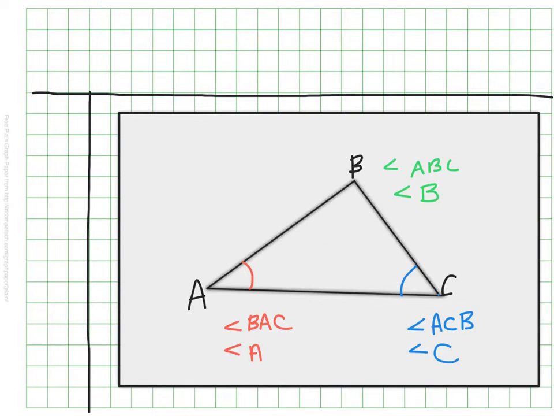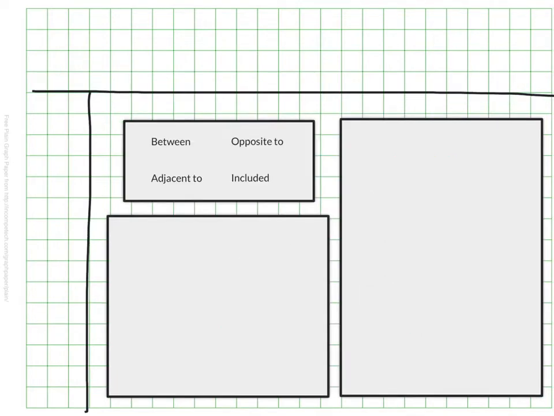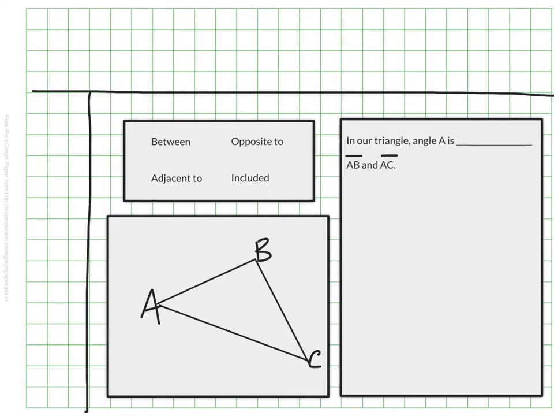But we also have to have ways to communicate a little bit more about parts without confusion. Some vocabulary that you might hear or might choose to use when describing parts of triangles would be between, adjacent to, opposite to, and included. And I'm going to draw a picture of a triangle and write some sentences that will show you how we would use some of these terms. Once again, I'll start with just a basic triangle, ABC. So the first sentence that I'm going to fill in here with one of these terms says that in our triangle, angle A is blank, line AB and AC.